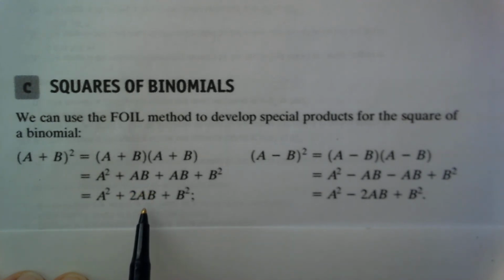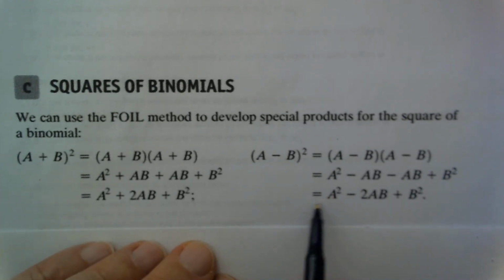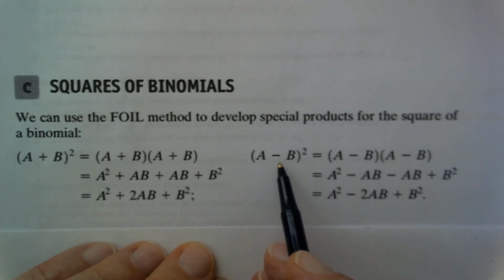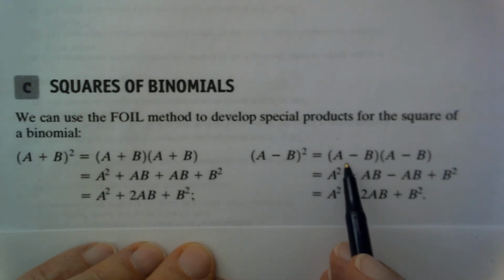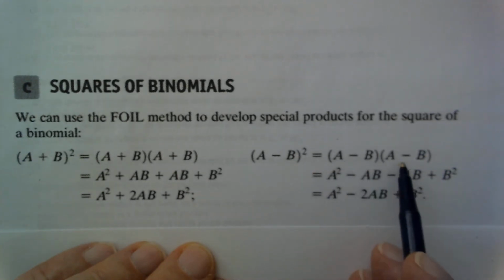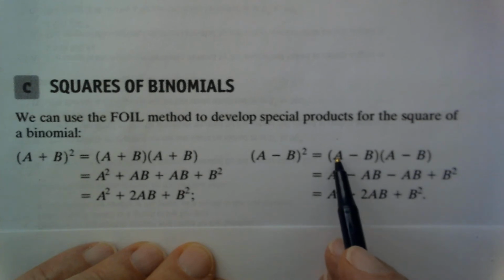Very, very important detail, so don't fall into that trap that you think, oh, it's just a squared plus b squared. There's a middle term. And the same is true when we have the difference of two terms, a minus b, quantity squared. What it really means is a minus b times a minus b. Again, we use what we've learned above.